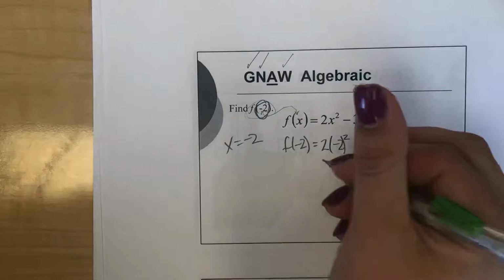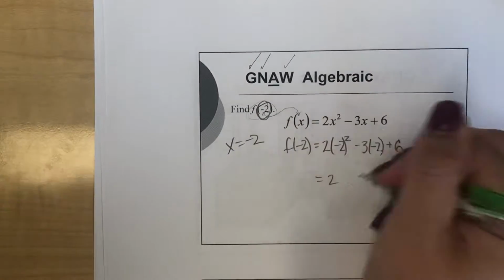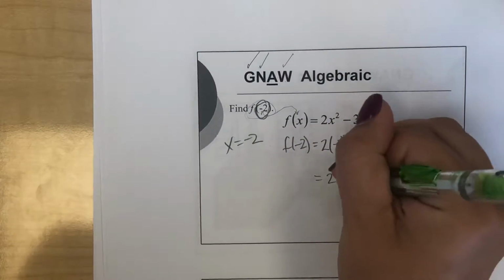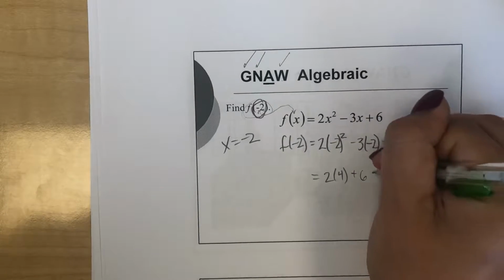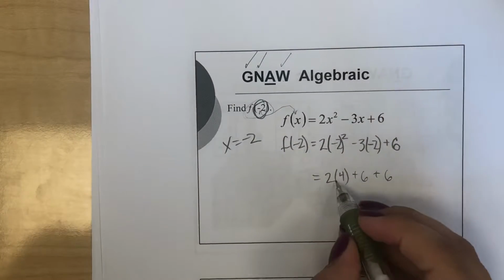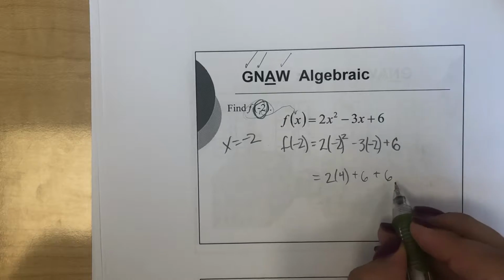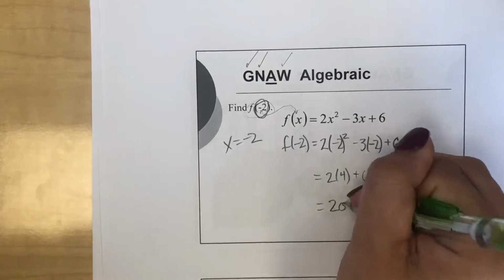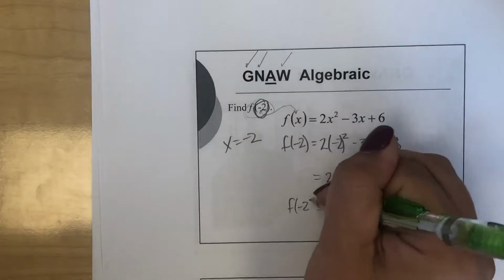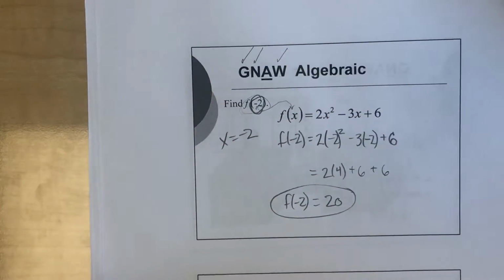All right, let's come back. So -2 squared is 4. -3 times -2 would be a positive 6, right? So 8 plus 6 plus 6, so I like 8 plus 12, which is a nice 20. So f of -2 equals 20, all right?